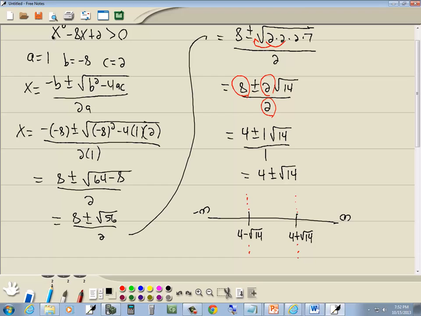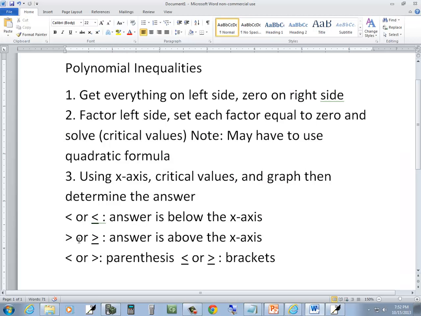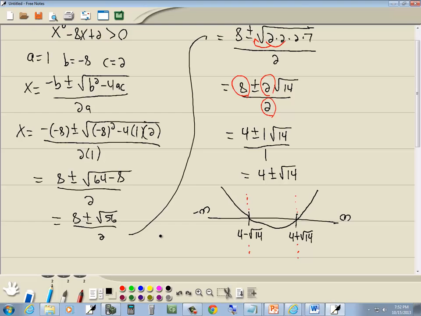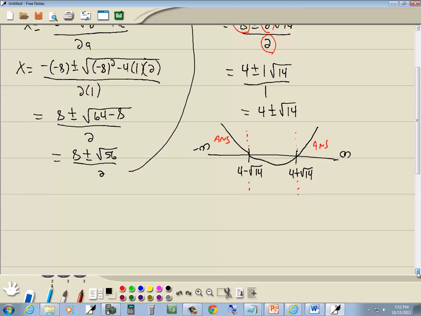Now our graph is x squared, so it's a positive x squared. So I know it opens up and has to cross these critical numbers. So the only choice is it looks like this. Now we got a greater than. Greater than says answer is above the x-axis. That's above the x-axis here, and it's also above the x-axis there. So those are going to be our answers.